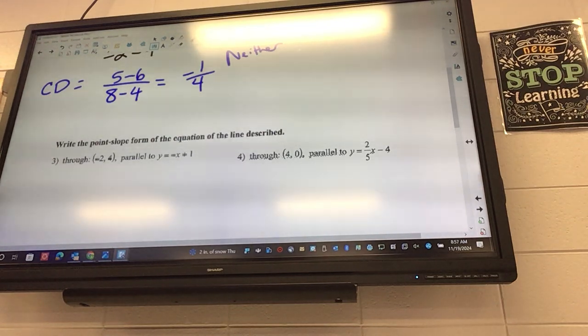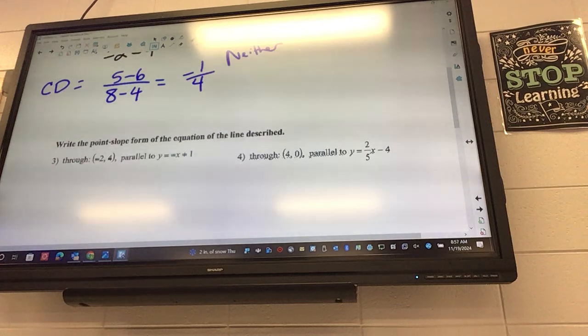y minus y1 equals m, then parentheses x minus x1.